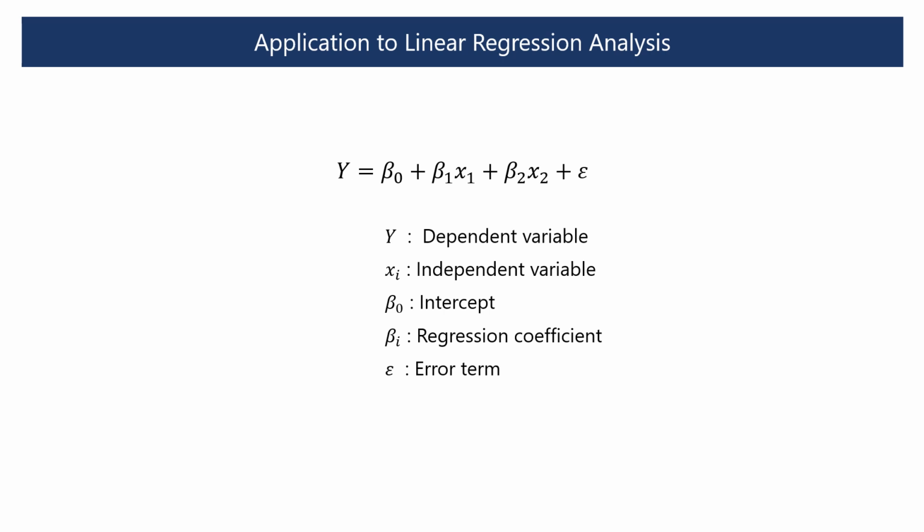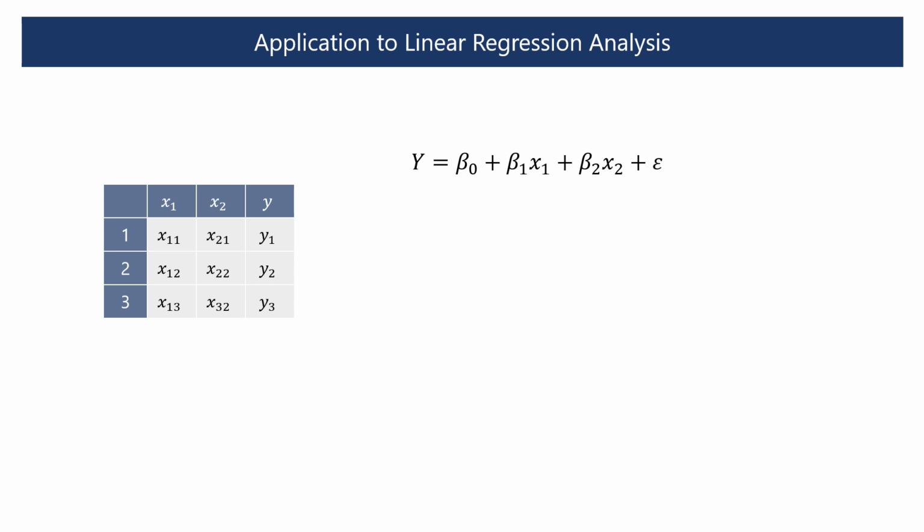Let's consider a multiple regression model represented by this regression equation. Here, y is the dependent variable. x1 and x2 are the independent variables. Beta 0 is the intercept. Beta 1 and beta 2 are the regression coefficients for the independent variables x1 and x2, respectively. Epsilon is the error term, which indicates the variation that the model cannot explain.